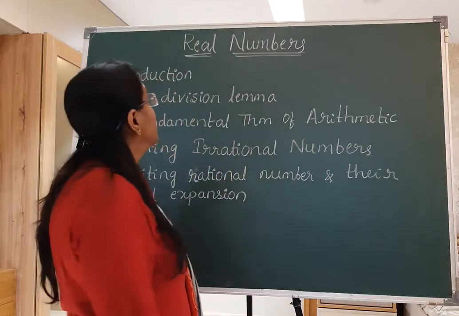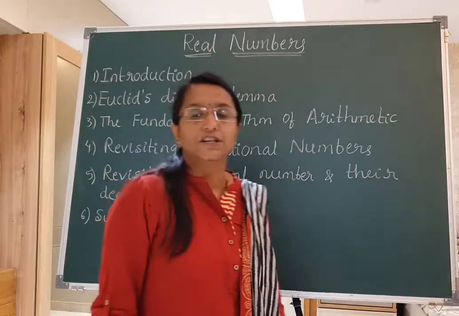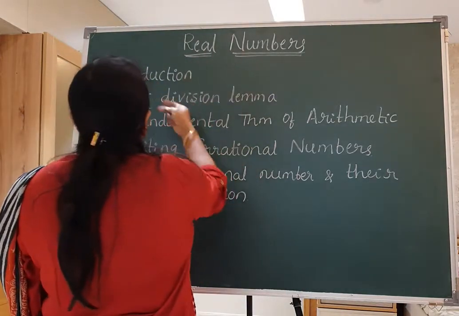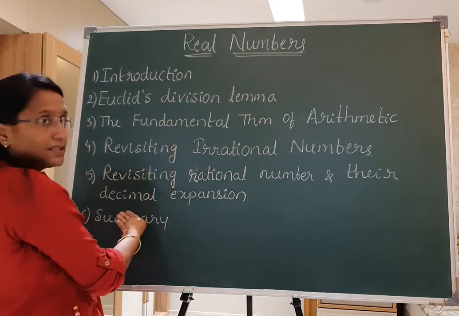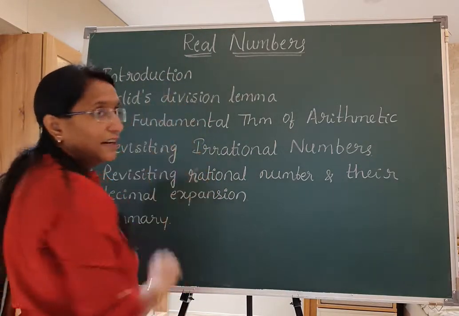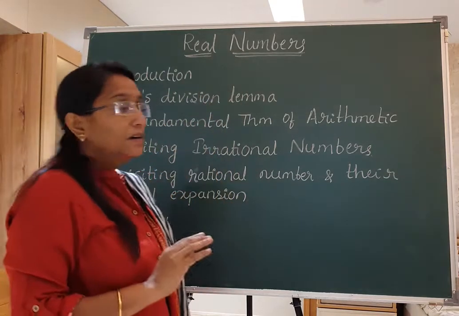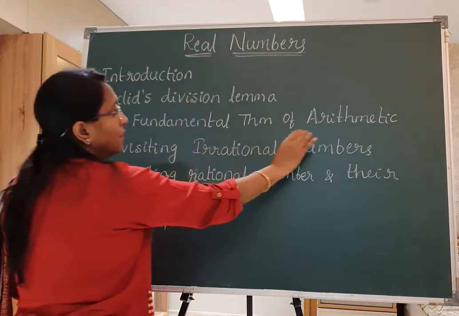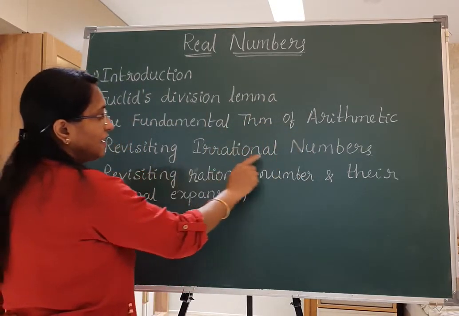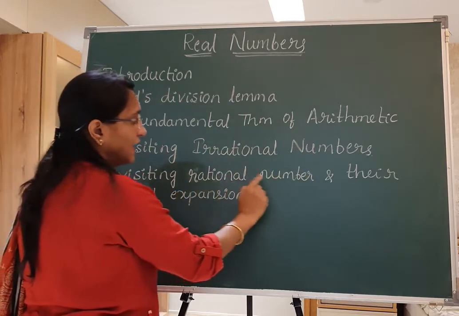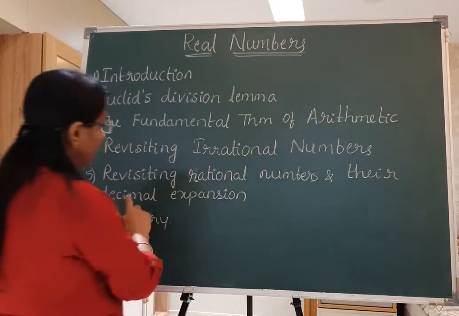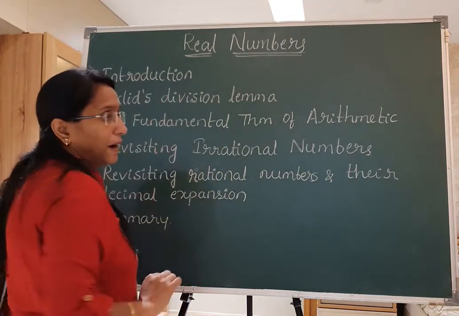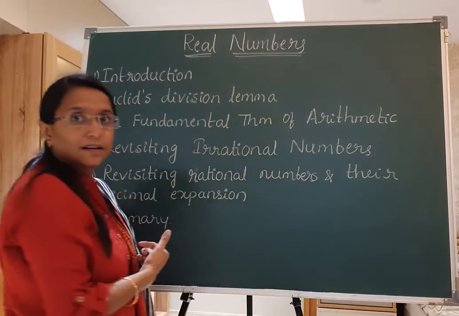In this video, we will be studying real numbers. That is the first chapter of 10th standard syllabus. In this chapter, it is divided into 6 parts. The first one is the introduction about the chapter. Then, Euclid's division lemma, the fundamental theorem of arithmetic, revisiting irrational numbers, revisiting rational numbers and their decimal expansion, then summary.